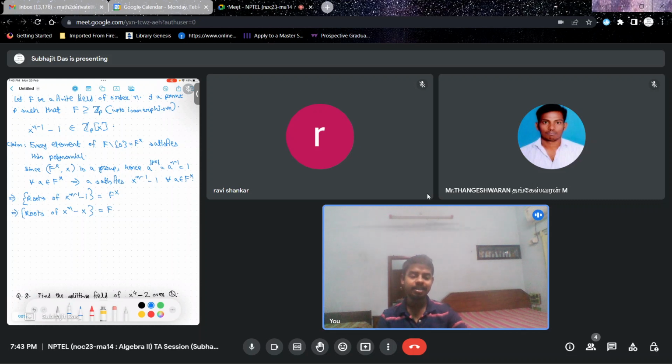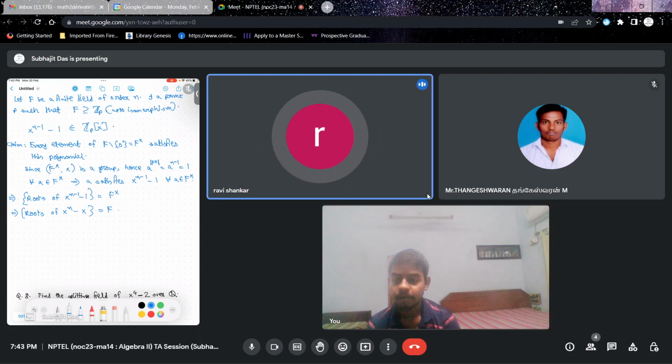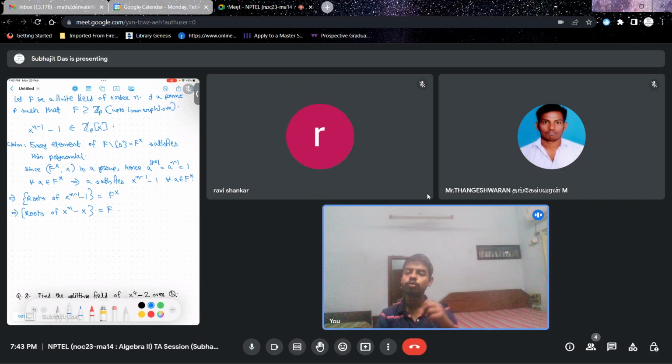Now x to the power n minus x is a polynomial over Zp, right? And it has all its roots in F, that is, it splits completely into a product of linear factors over F. Moreover, is it possible that some smaller subfield of F contains all the roots of x to the power n minus x? No, there won't be any smaller one. Why? Because every element of F is a root of this polynomial. So if you discard an element, that means you are discarding a root of the polynomial, right?